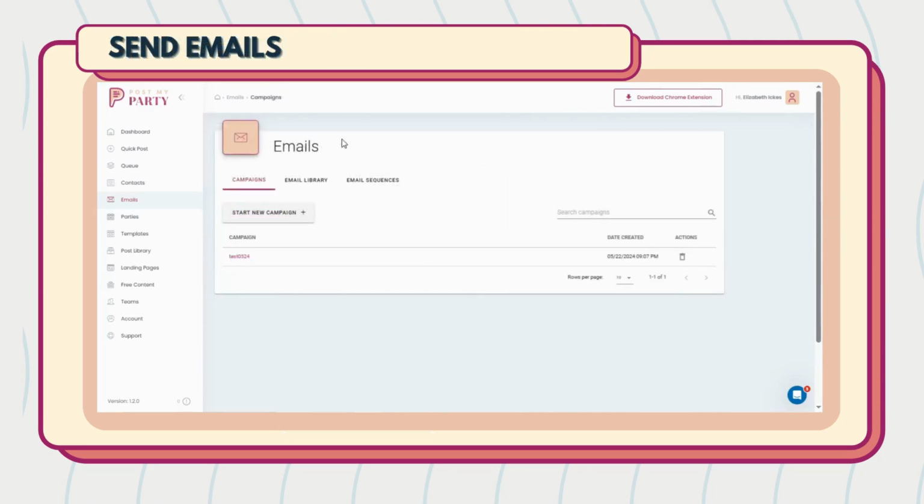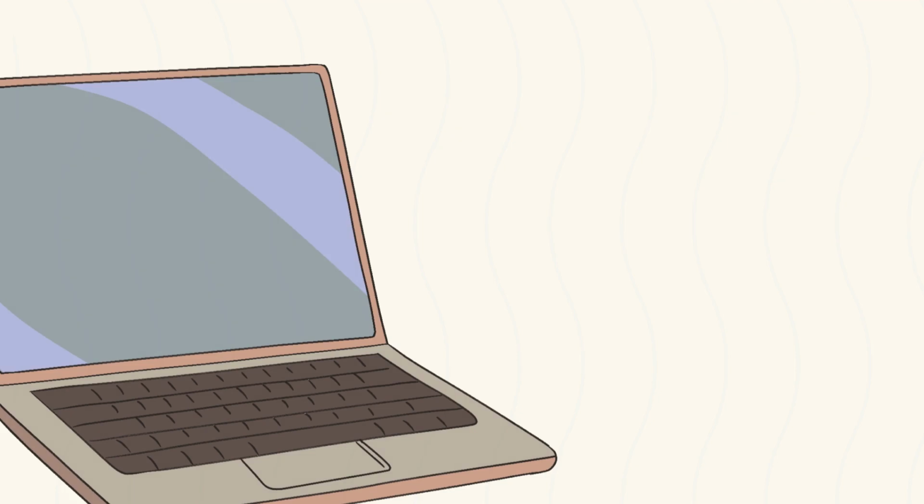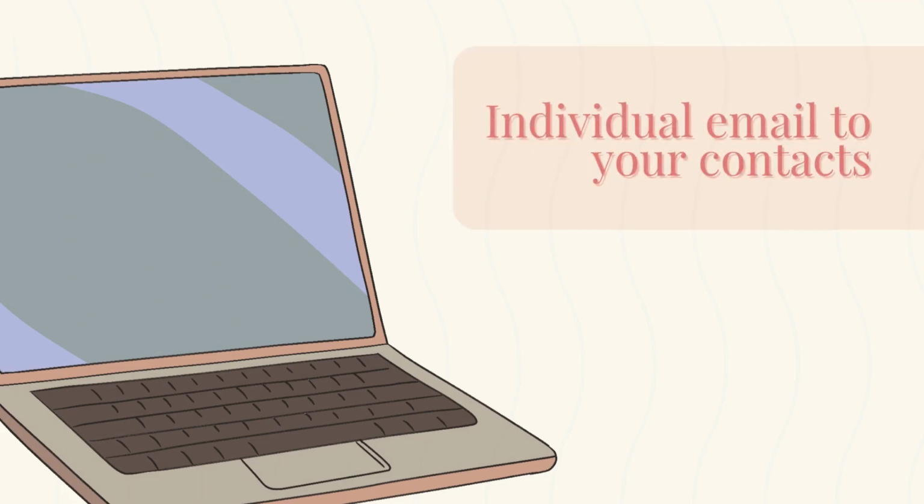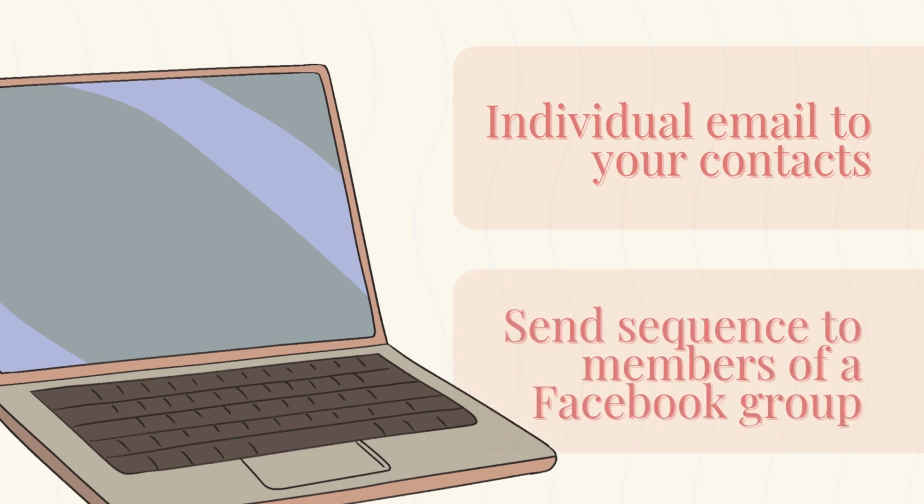Next, let's walk through how to actually get your emails to send. There are two ways to do this. The first way is if you want to send one individual email to some of the folks on your contact list. And the other way is to use an email sequence, like that template of sorts of your emails, and get that sent to the members of one of your Facebook groups. I'll walk through each of those here.